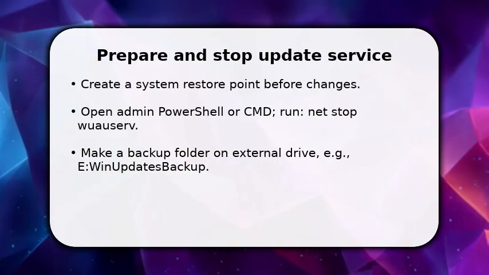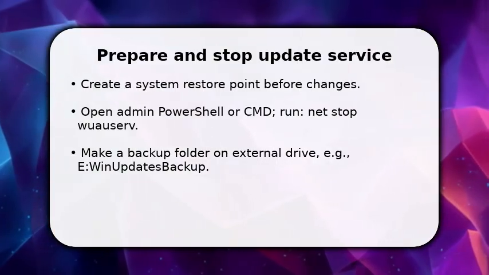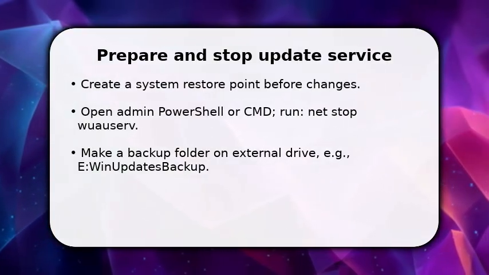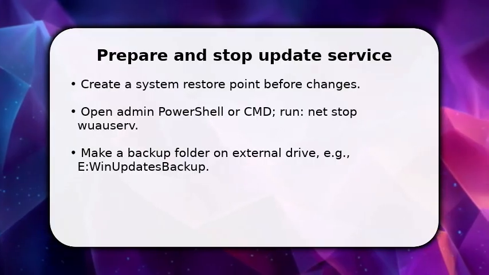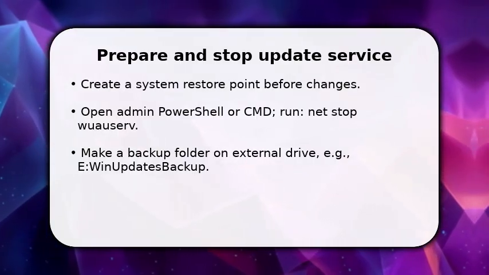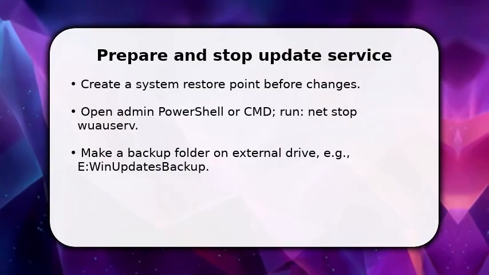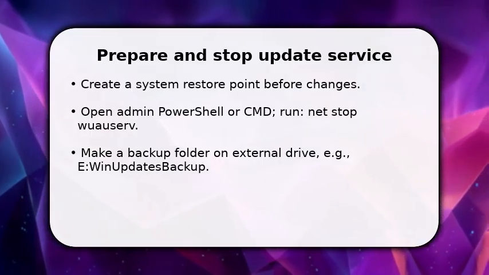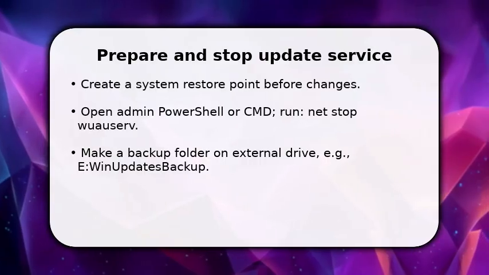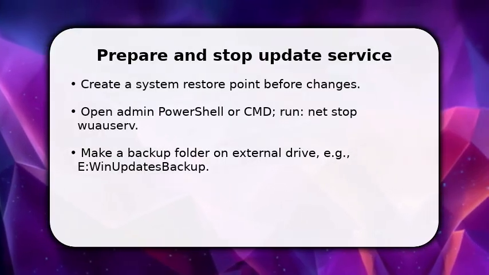You start by making a restore point so you can recover if anything goes wrong. Once done, open an elevated PowerShell or command prompt and stop the Windows Update service with net stop wuauserv. This unlocks update files. Next, create a dedicated backup folder on an external drive.